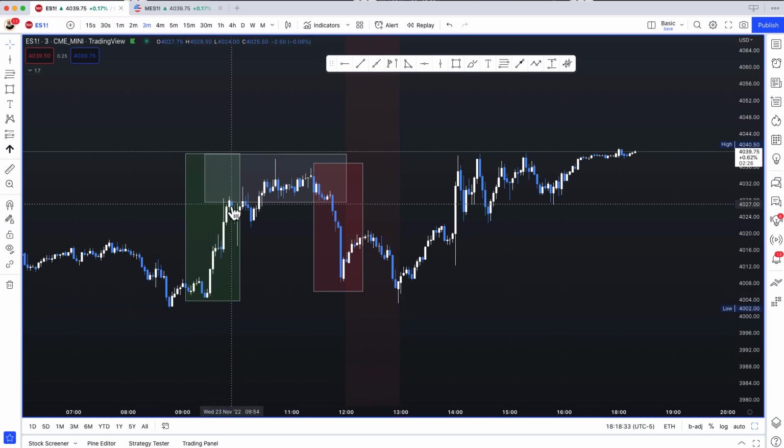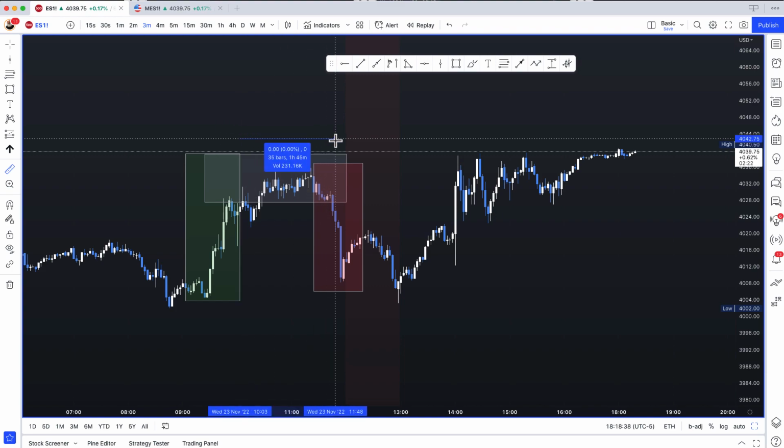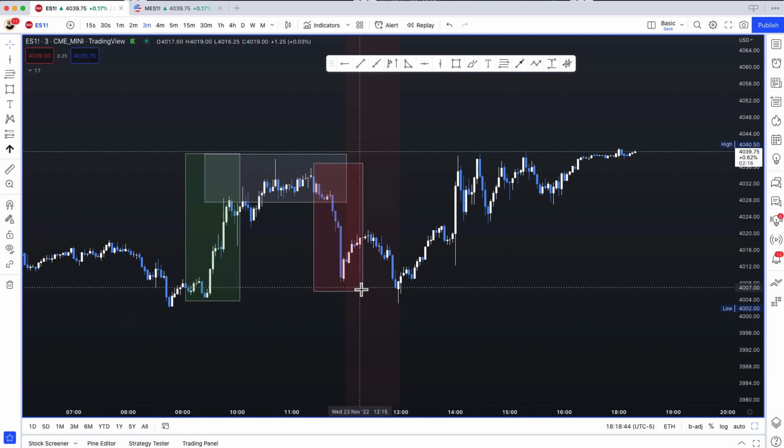ES shoots up, we consolidate for an hour. How long would I consider this consolidation? Almost 2 hours. And then what does it do? It drops like a rock, takes it all back. Okay. And I think the reason why is these people up here that went long realize we're not going higher. They get out before lunch. So we see this happen often.